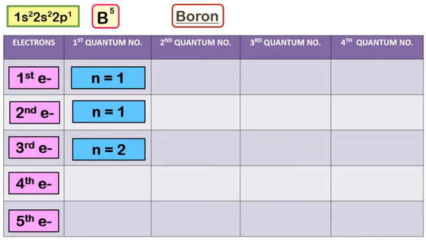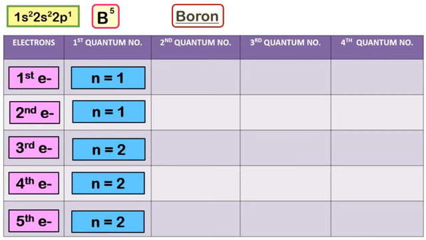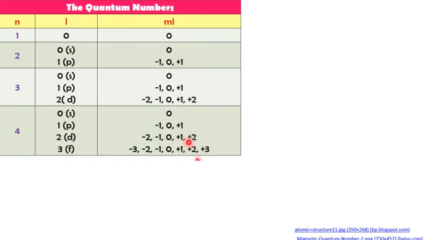While the third electron is positioned in the second, the fourth in the second, and the fifth in the second. How about the second quantum number? Okay, another crucial part of quantum numbers. So we have to use this table for the value of L, ML. L is the second quantum number, and ML is the third quantum number.